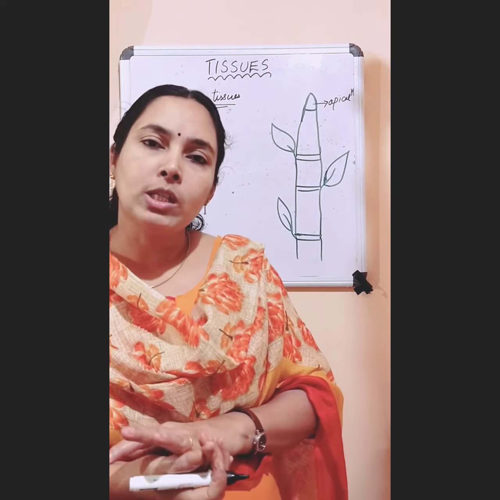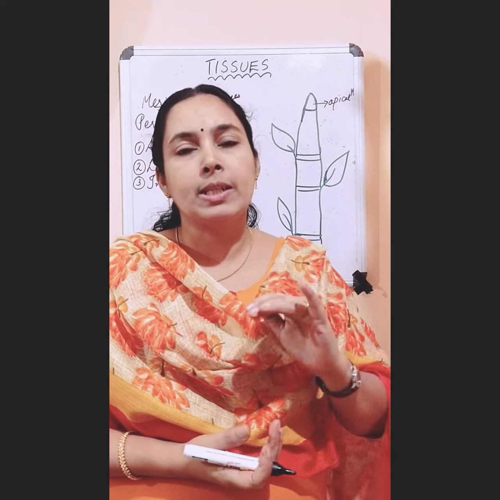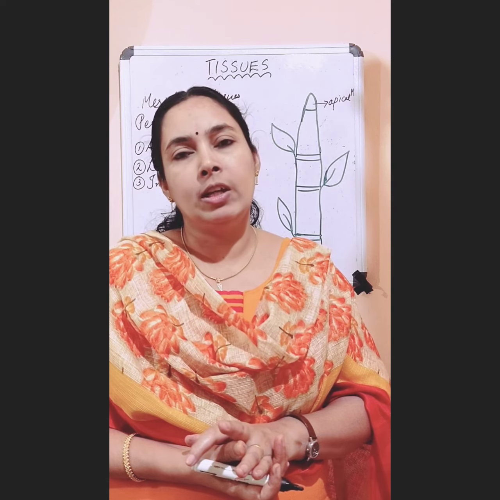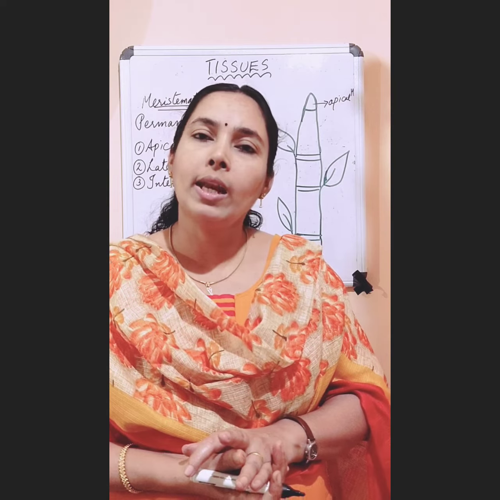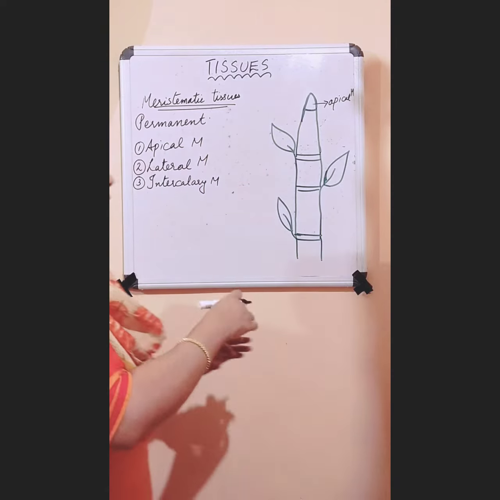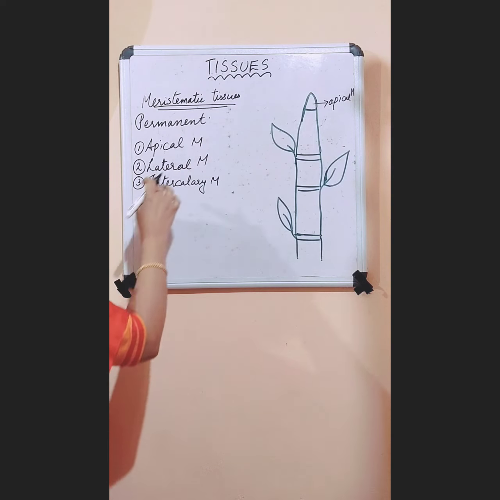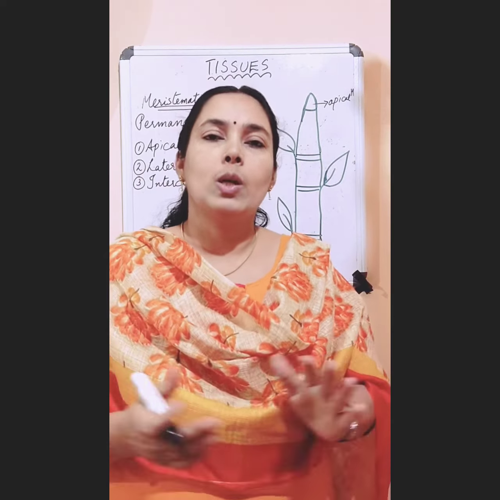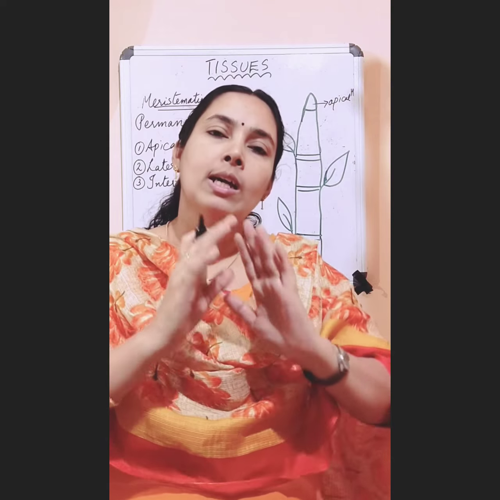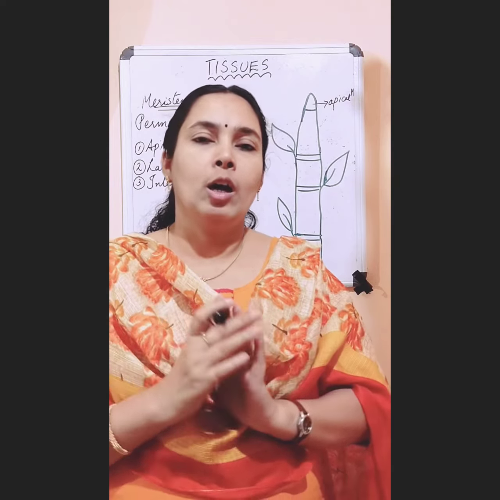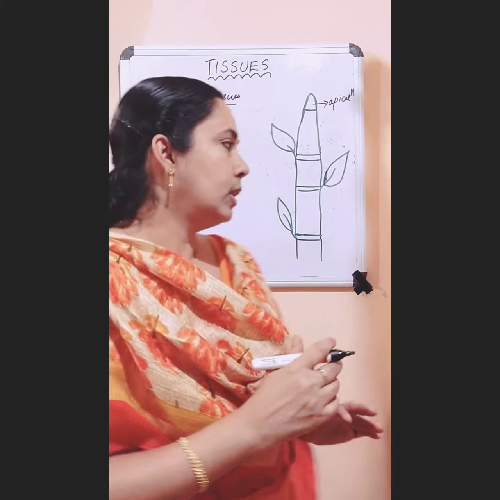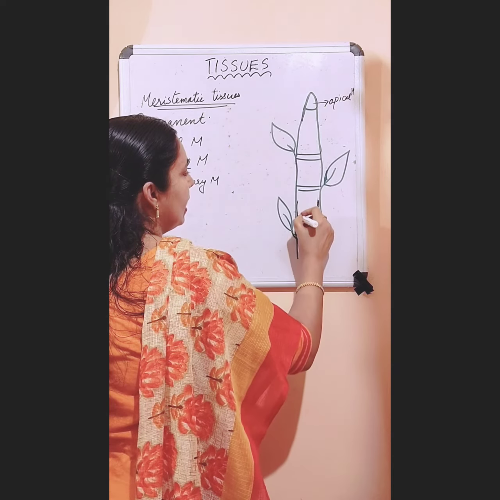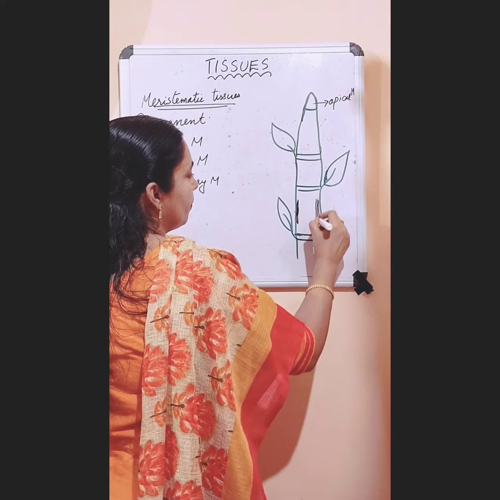So what is the position of apical meristem? It is present at the tip of root and stem. What is its function? It will increase the length of the root and stem. And which is the second type? That is lateral meristem. So lateral means sides. So lateral meristem is present on the sides of the bark or the stem. So it is present at the sides, just below the bark we can see this lateral meristem.